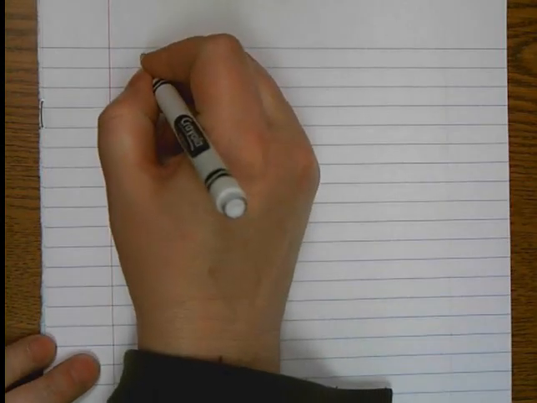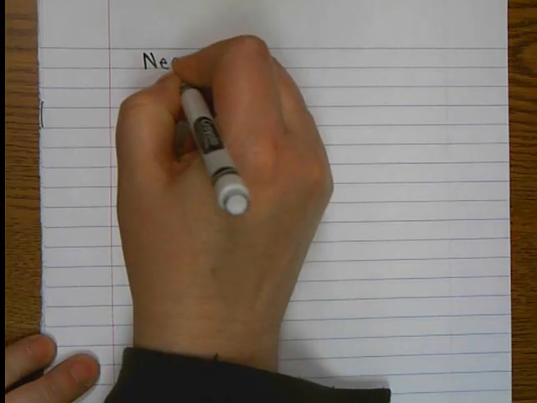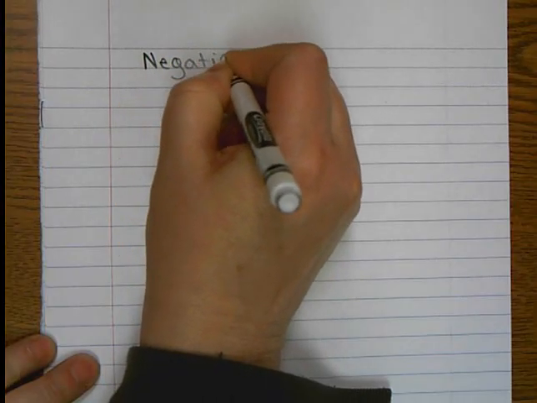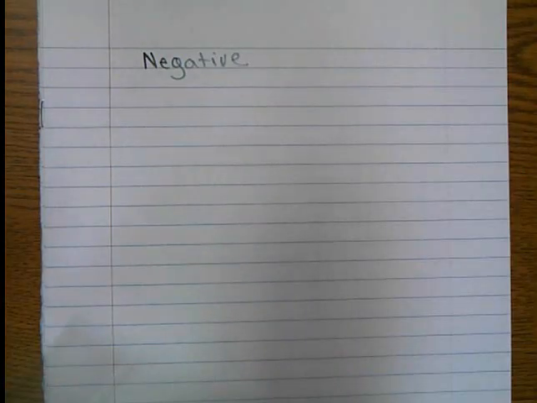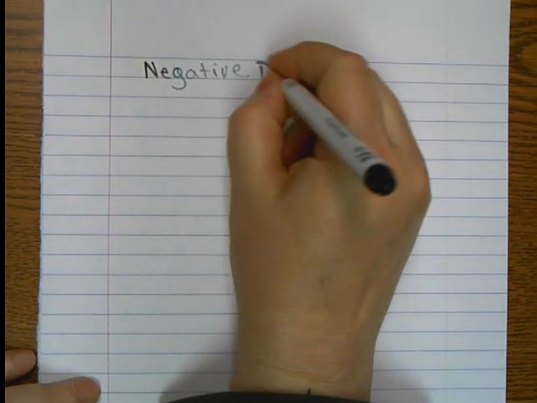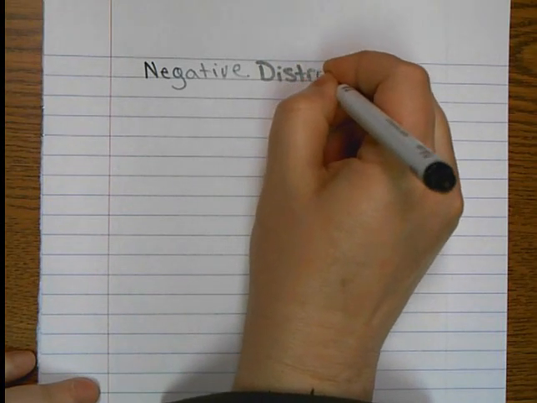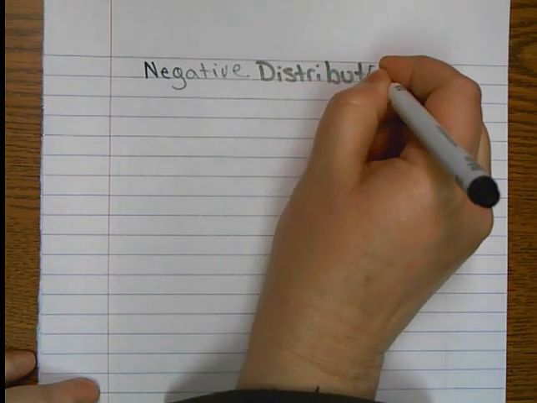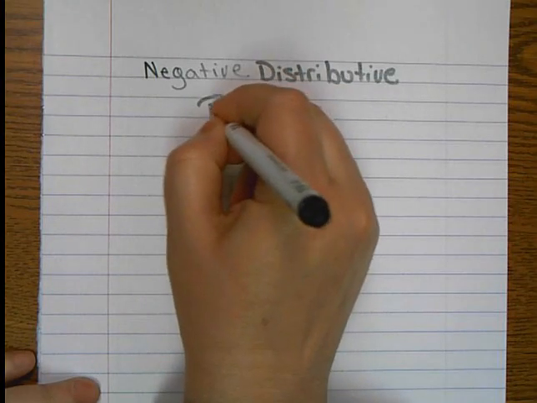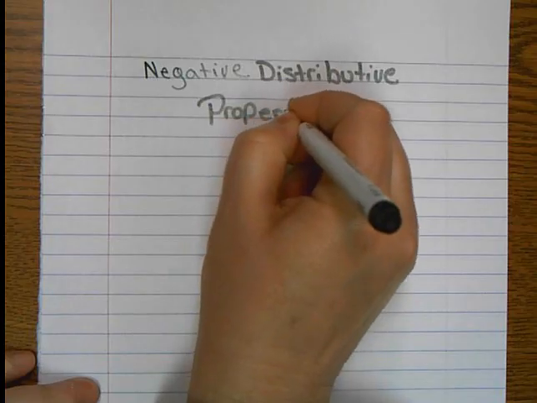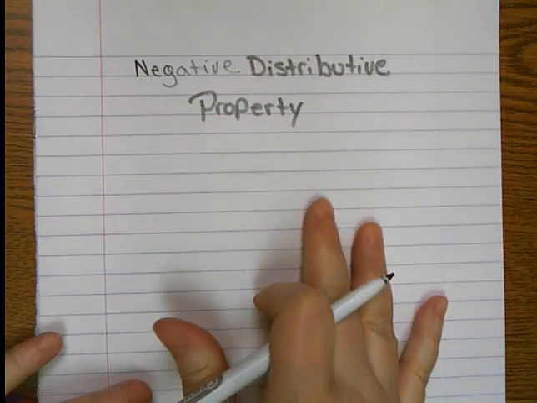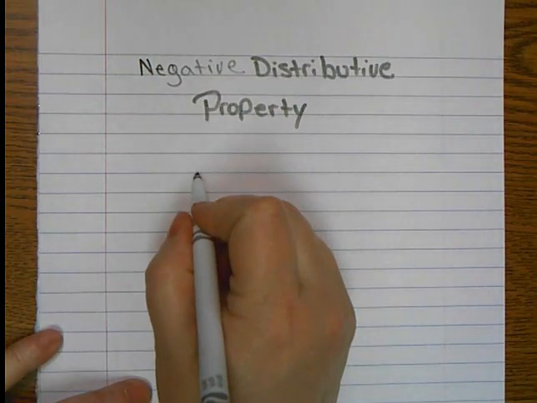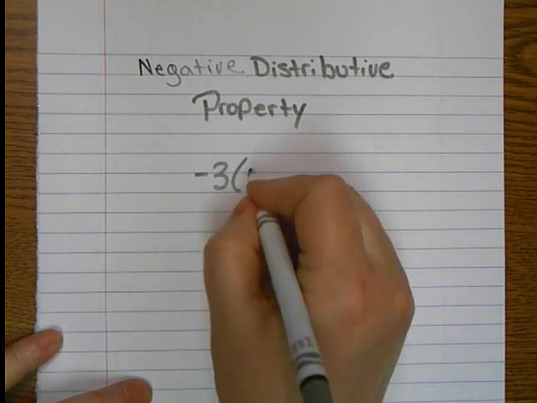All right, so today we're going to talk about negative distributive property. Let me get a marker that works. Make sure you have your notebook for notes. Now, negative distributive property is when you have a negative number that you're distributing on the outside.